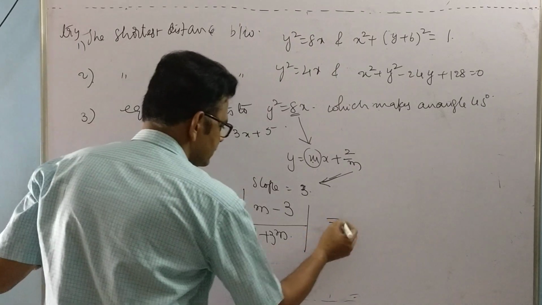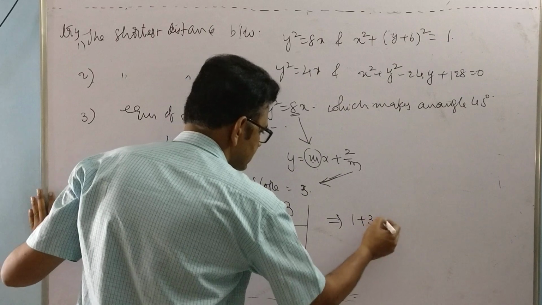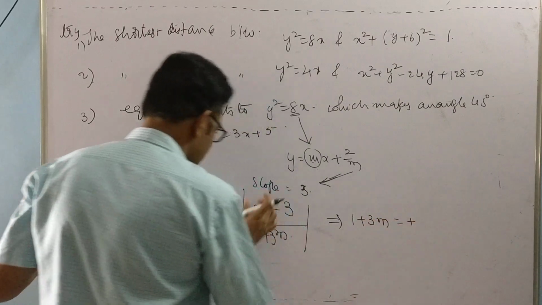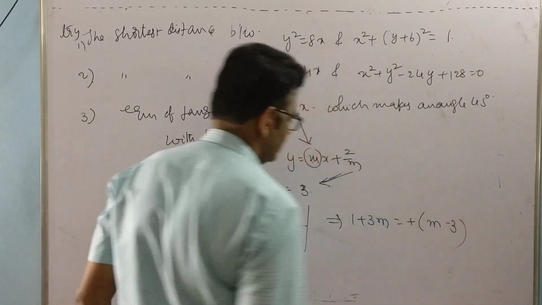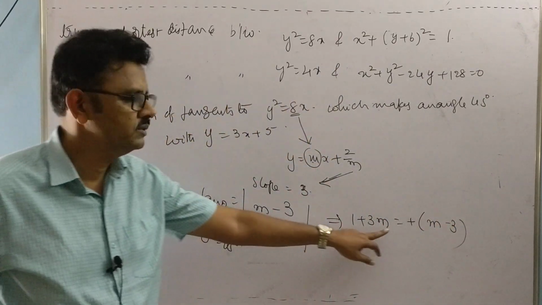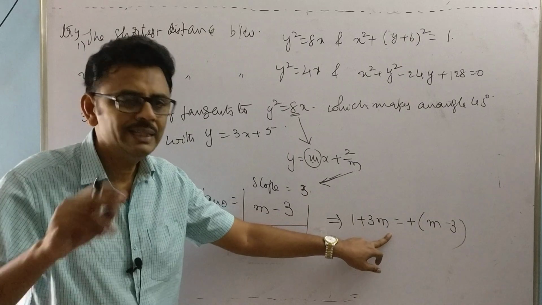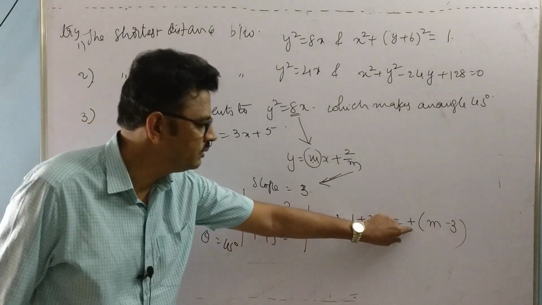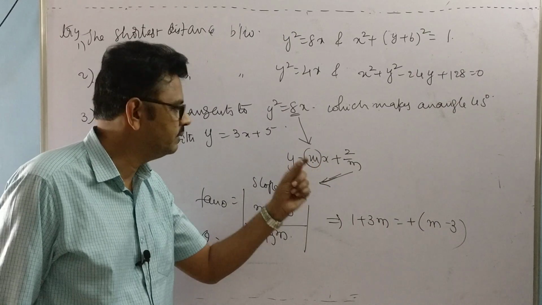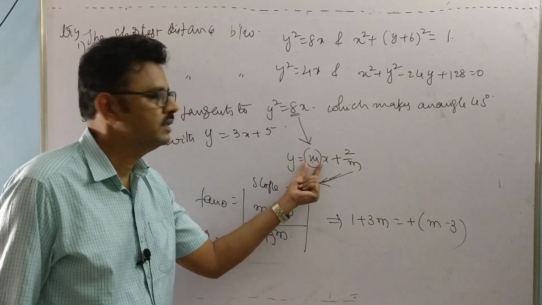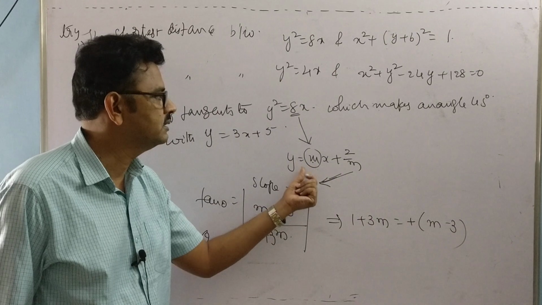That implies 1 plus 3m equal to mod, which means plus or minus (m minus 3). So if you take plus, you get one value. If you take minus, you get another value. So we have two values. If m equal to one value, you get one equation. If m equal to the other value, you get another equation. Okay, you try these three sums.